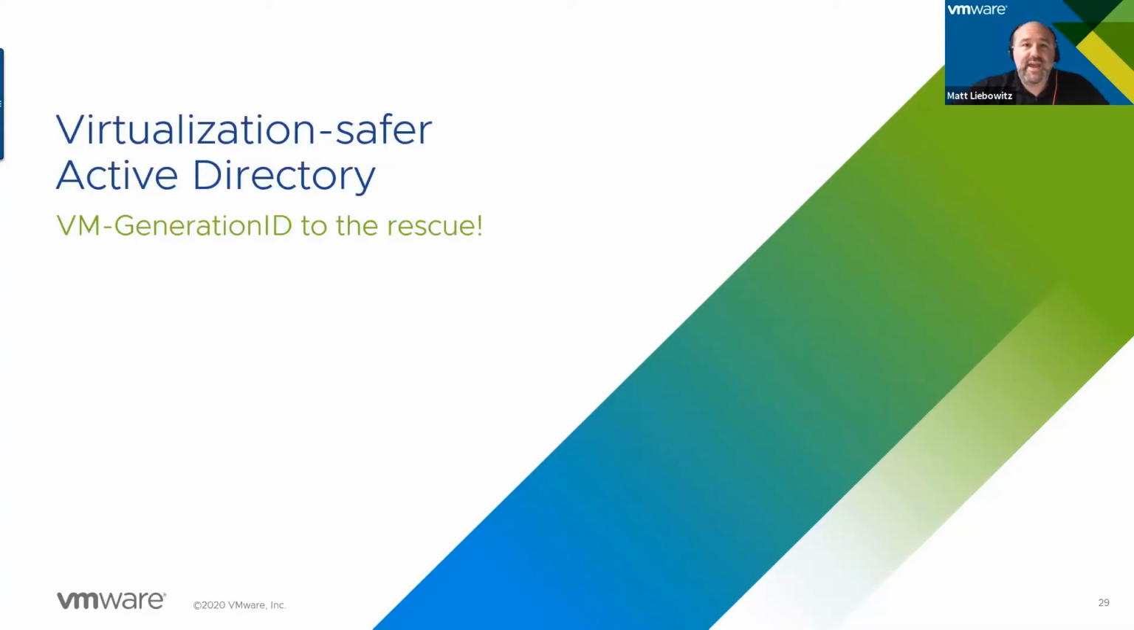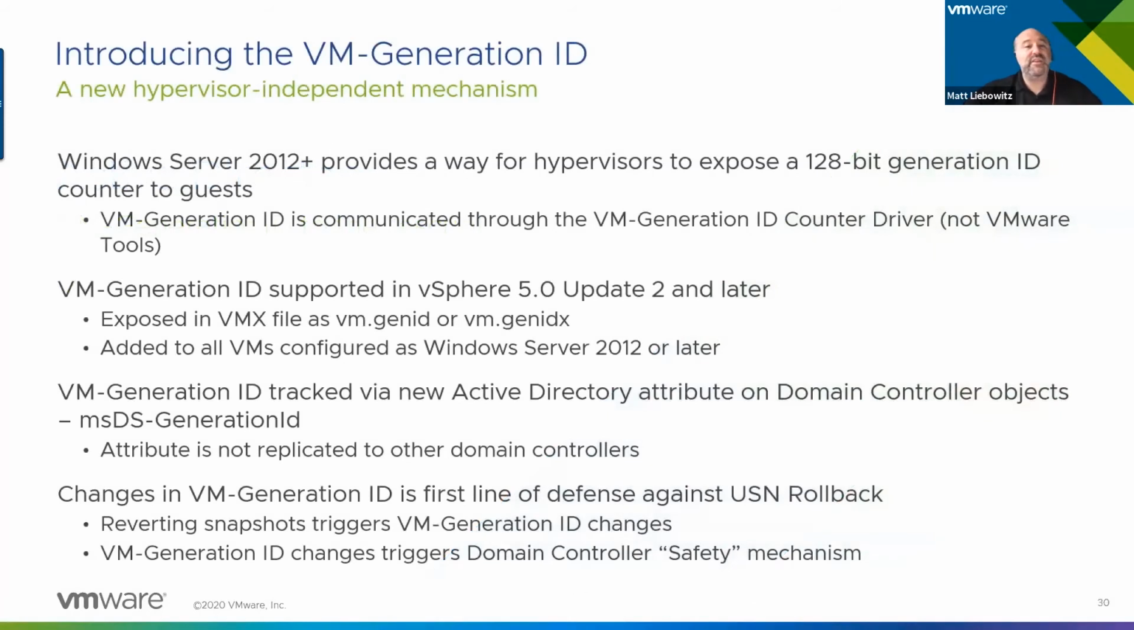Okay, so we see now what USN rollback can do and the dangers there, but now we want to talk about making virtualizing Active Directory safer with a new feature called VM Generation ID. Microsoft introduced this new feature as part of Windows Server 2012 and beyond, and it's a special 128-bit value that's exposed to the virtual machine from the host. So that generation ID is communicated through a special driver within Windows, not the VMware tools, and it allows this generation ID safety feature to work.